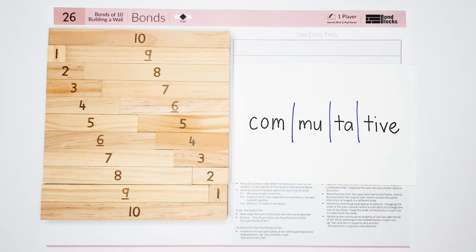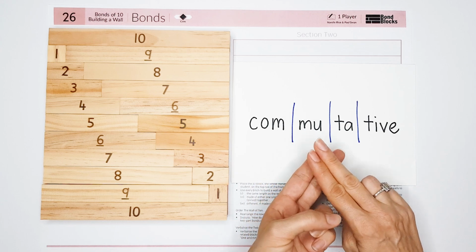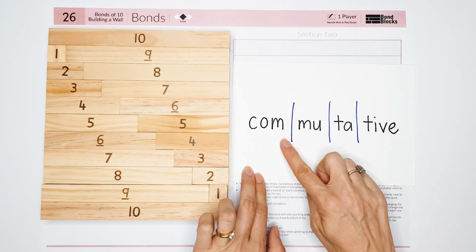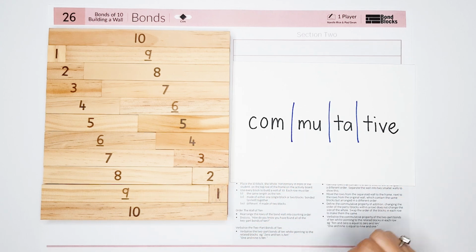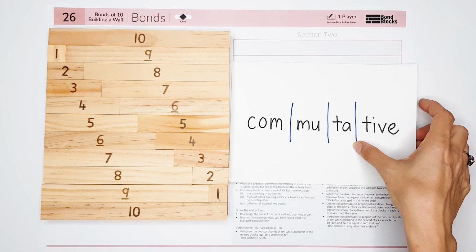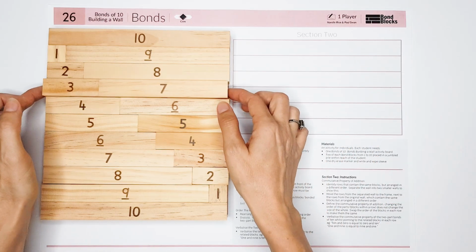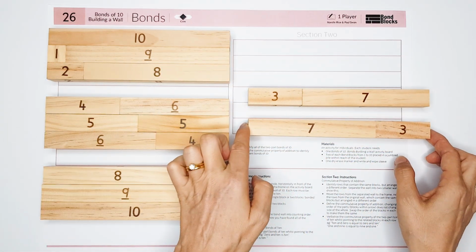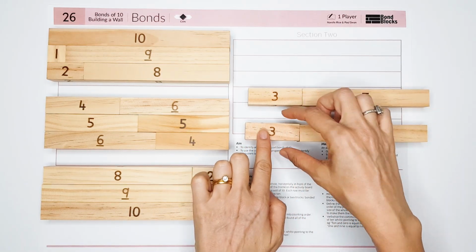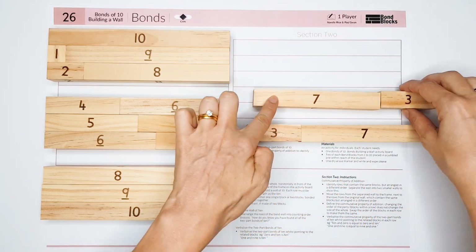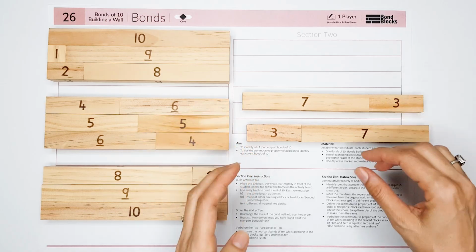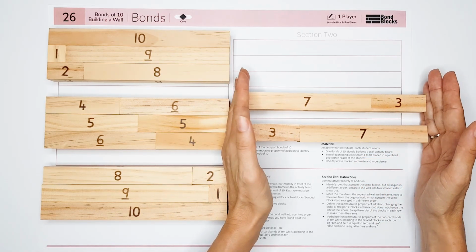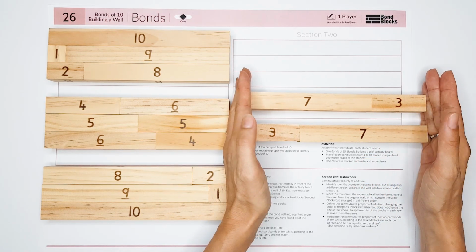I'm going to clap it for you in syllables. Commutative. Some teachers call the commutative property of addition the turnaround property of addition. What this means is that you can have two parts and you can add the parts in any order. Swapping the order of the parts does not change the size of the whole.